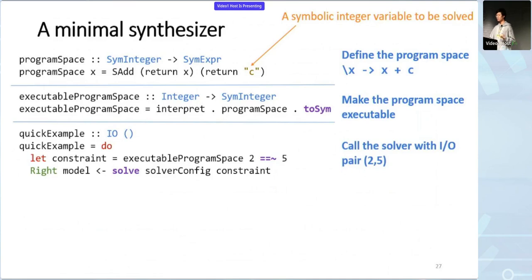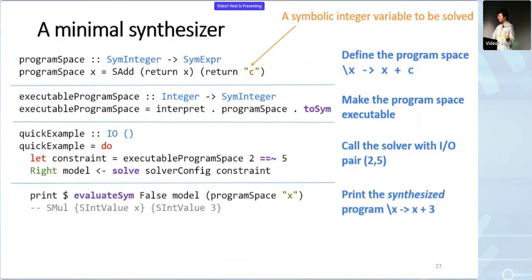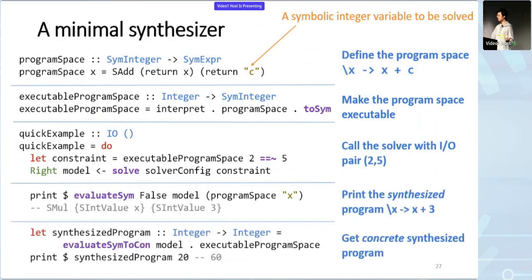The solver will give us a model as it can find a solution to the constraint. And we can then print the synthesized program or get an executable version. So the evaluateSym function here evaluates the program space with a model. And the evaluateSymToCon function further converts this evaluated symbolic value to concrete integers. So Grisette provides many such facilities for tool building, and it's batteries included and is ready for building real-world tools.